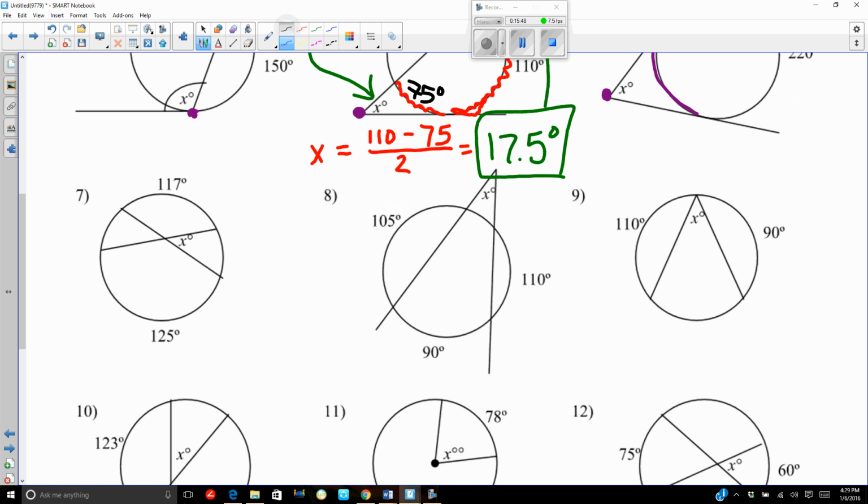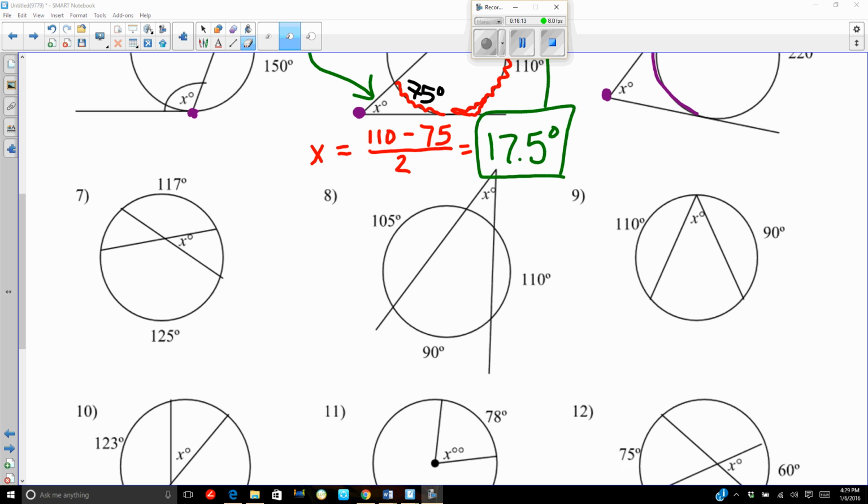So 7 can be a tricky problem if you're not careful. So the angle we're looking for, the vertex is inside the circle, but that's not at the center. We know it's not at the center because if it was at the center, they would have drawn the dot to begin with. And we can even just look at it. The center is somewhere probably a little bit lower than where those lines intersect.